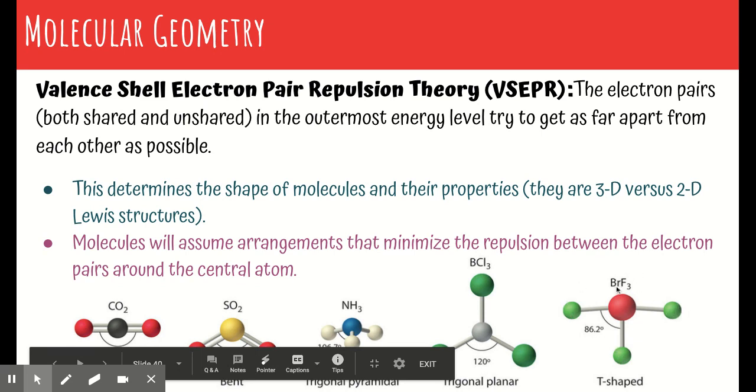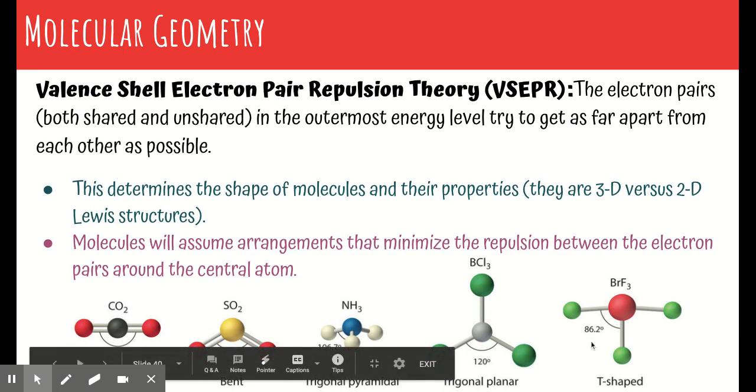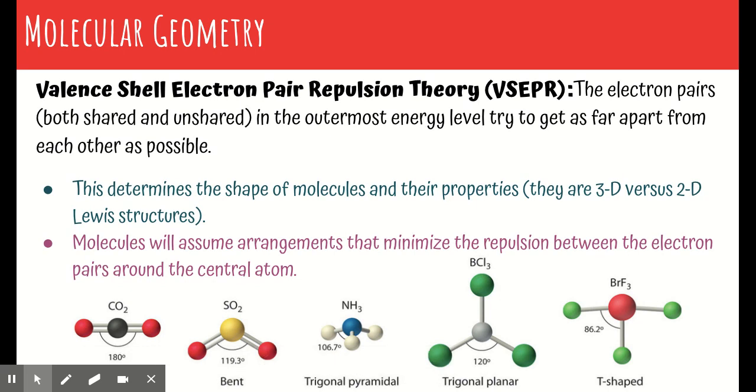right? So if this is BrF3, the center one is going to be the bromine, and then you have 3 fluorines around the outside. So they have energy of their own, right? This fluorine has its own electrons. It has its own little electron cloud, and they want to be as far away from each other as they possibly can be. Electrons, if you want to think of them this way, are antisocial. They don't want to be next to another set of electrons unless they have to.